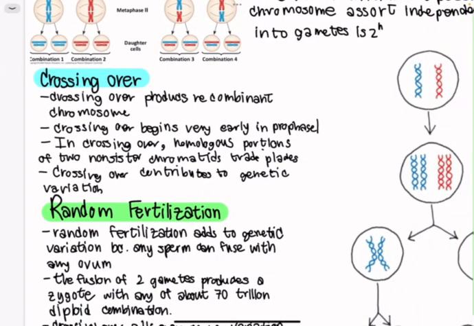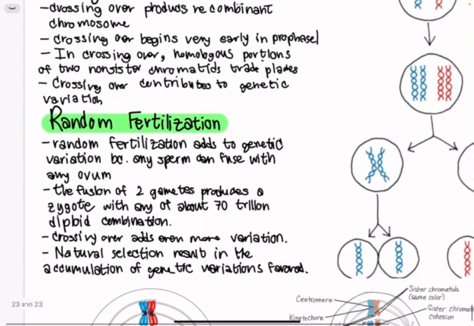Crossing over produces recombinant chromosomes. Crossing over begins very early in prophase 1. In crossing over, homologous versions of two non-sister chromatids trade places. Crossing over contributes to genetic variation. And the last one, random fertilization.